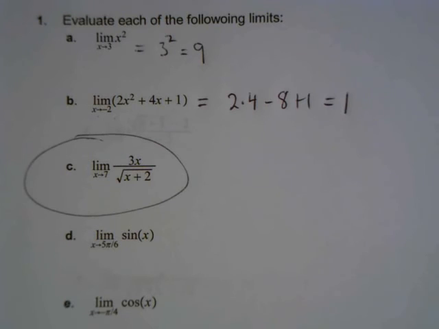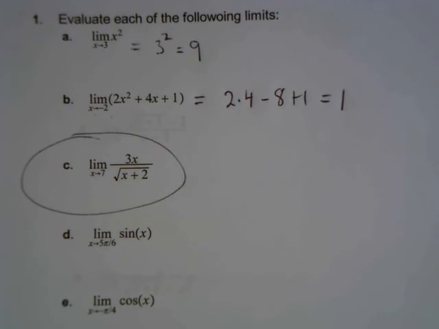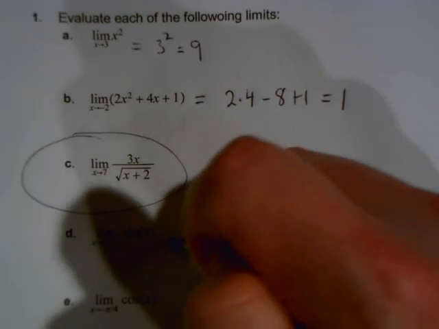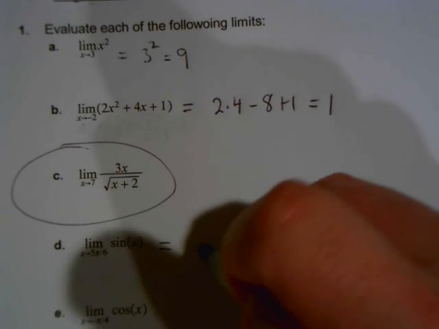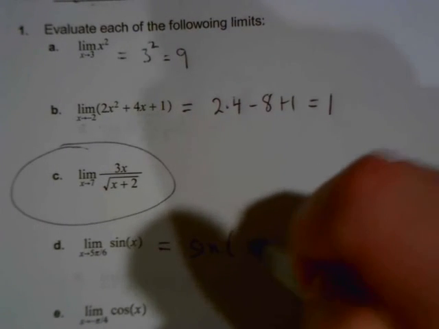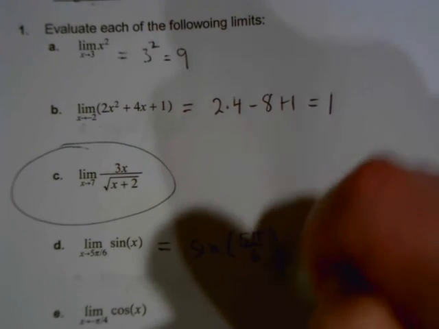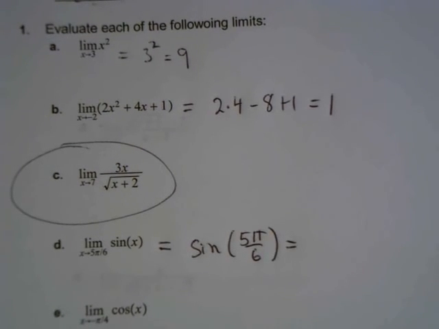Part D. Pretty much the same thing happens with trig functions. This one says take the limit as x goes to 5 pi over 6 of sine x. Well, I know that sine x is defined everywhere, so I can go ahead and plug in 5 pi over 6. Now it would be nice if I could do a little bit better than that. Let's see. 5 pi over 6, that's a little bit smaller than pi, because 6 pi over 6 would be pi. So 5 pi over 6 is in quadrant 2. And I know that sine happens to be positive in quadrant 2.